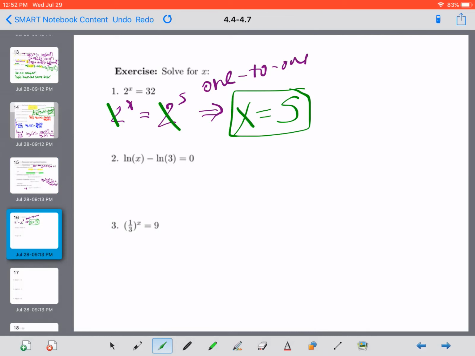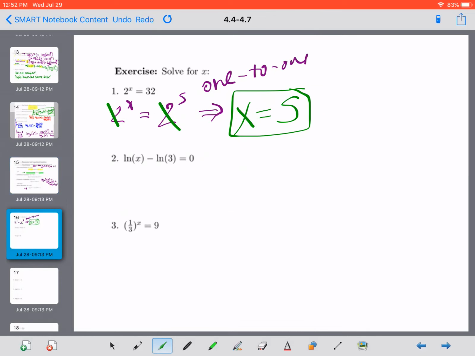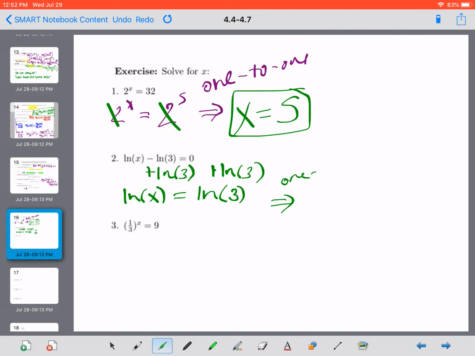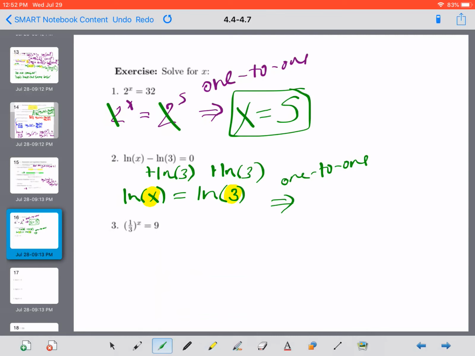We have ln of x minus ln of 3 is equal to 0. Alright, well, I'd like it so that I can use the one-to-one property again, this time with logs. So if I can rewrite this with a log on each side of the equation with the same base, and I can, right, I can add ln of 3 to both sides. And I can rewrite this equation as ln of x is equal to ln of 3. And now, once again, I can use that one-to-one property, this time of logarithms, to conclude that whatever's on the inside here has to be equal. So x has to be equal to 3.